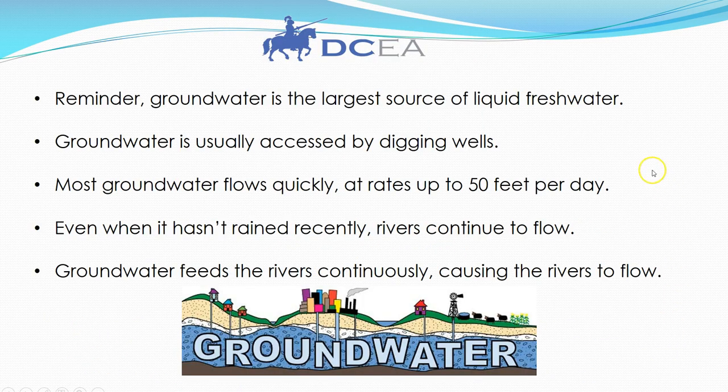As a reminder, groundwater is our largest source of liquid fresh water. Groundwater is usually accessed by digging wells. Most groundwater flows quickly at rates up to 50 feet per day. Even when it hasn't rained recently, rivers continue to flow. This is because groundwater feeds the rivers continuously, causing the rivers to flow.